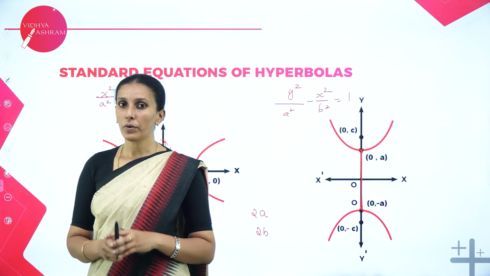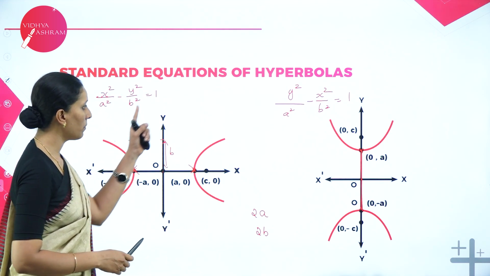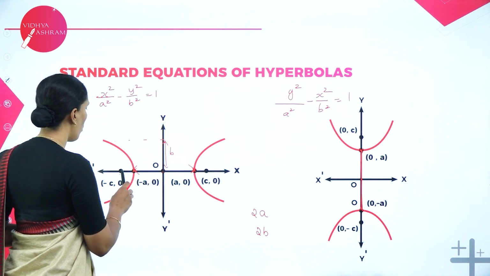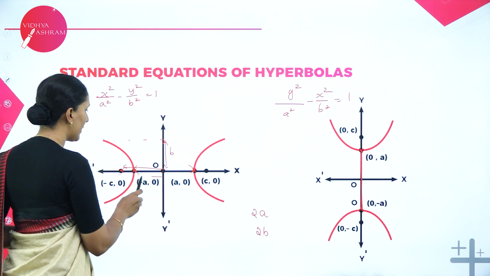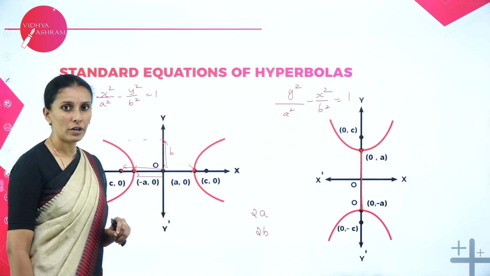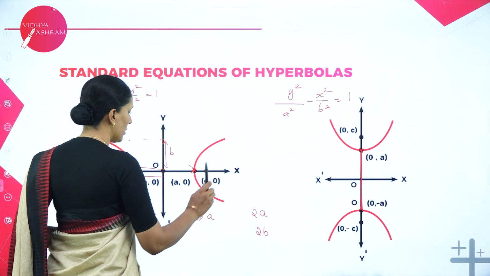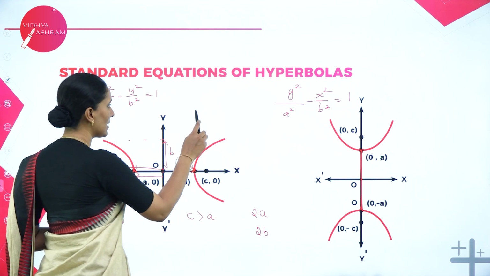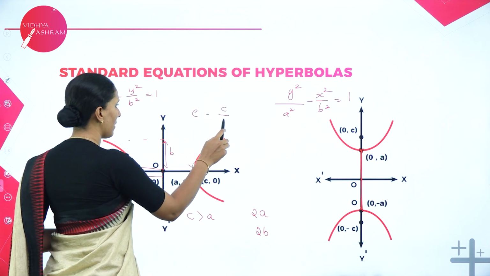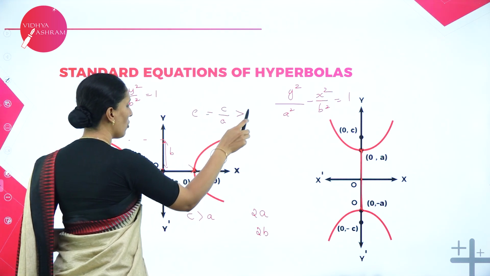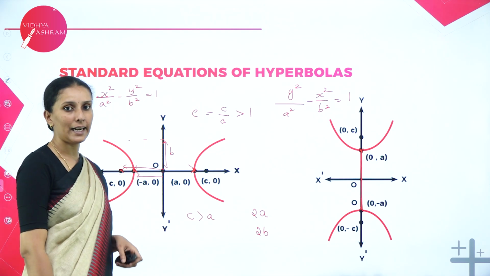And when we talk about eccentricity, you can observe that in a hyperbola the focus distance from the center is always greater than the distance of a vertex from the center. That means c is greater than a. And we know that eccentricity is the ratio of c and a. Therefore, the eccentricity value of a hyperbola is always greater than 1.